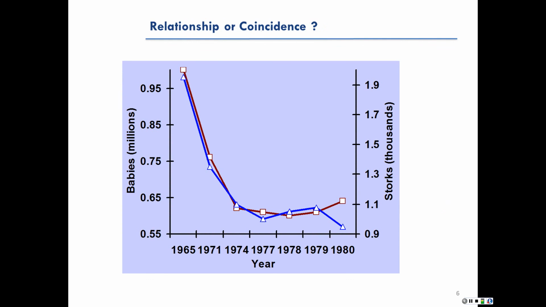When we think about associations, we want to ask whether associations represent a true causal relationship or are merely coincidences. For instance, this graphic shows that there appears to be a very clear relationship between babies in millions and storks in thousands in this hypothetical population over time. If we were just to look at this data, we might think maybe there's some kind of relationship between the number of storks and the number of babies. However, that doesn't seem very plausible.